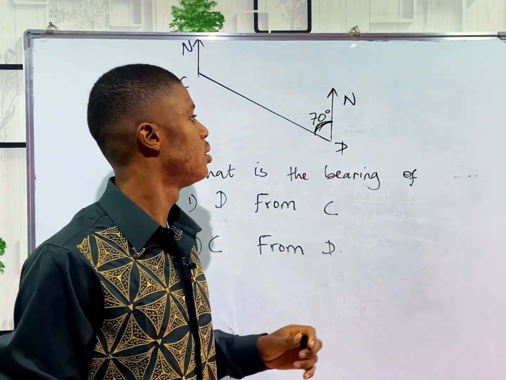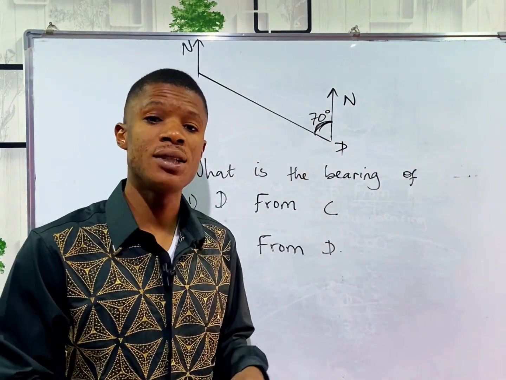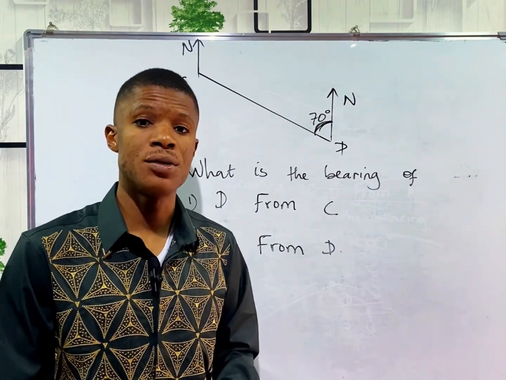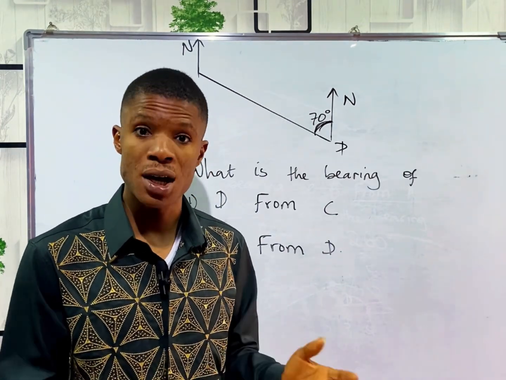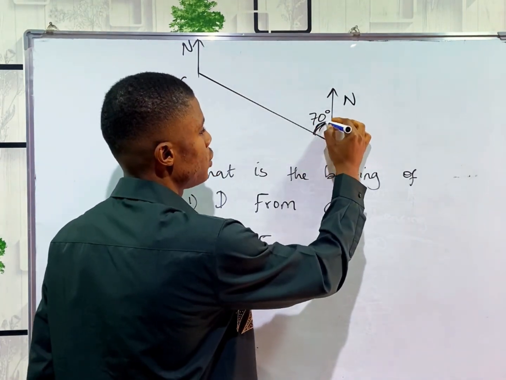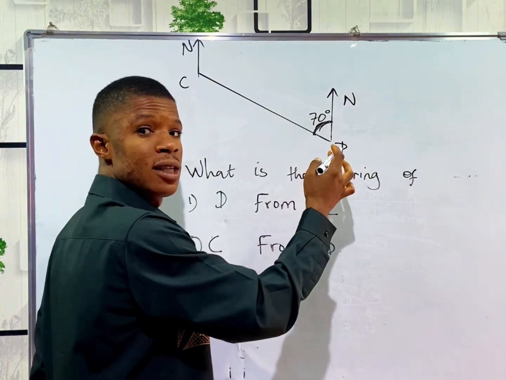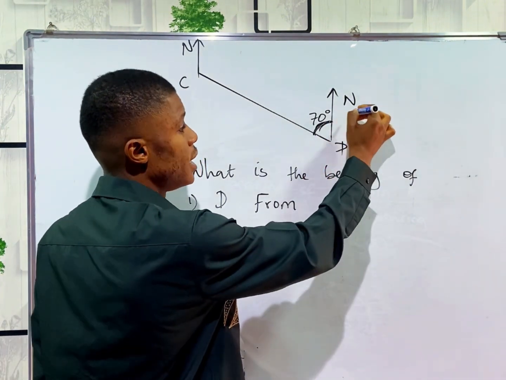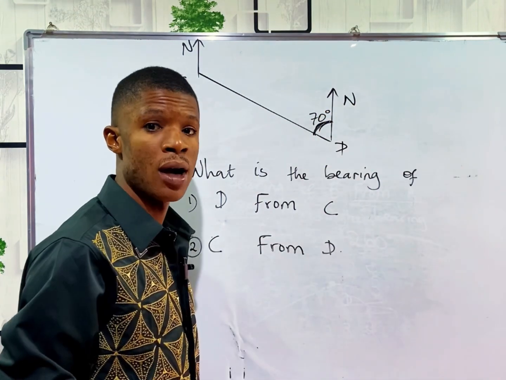70 degrees. And 70 degrees is not a three-digit bearing. It is not a bearing because it is not three figures. This one is measured from an anti-clockwise direction. Remember, bearing is measured in a clockwise direction.